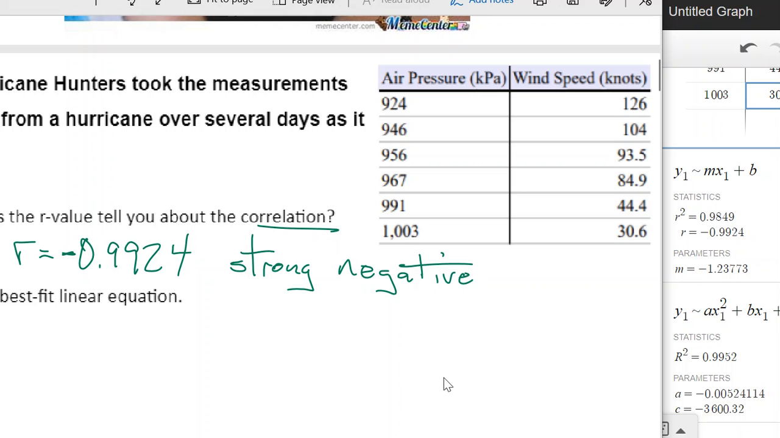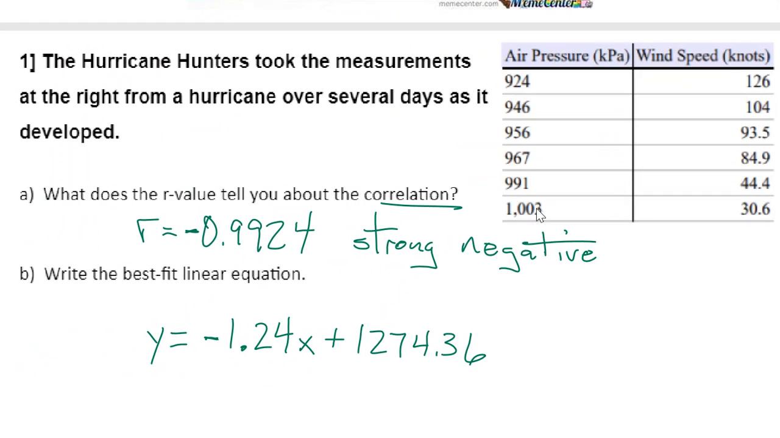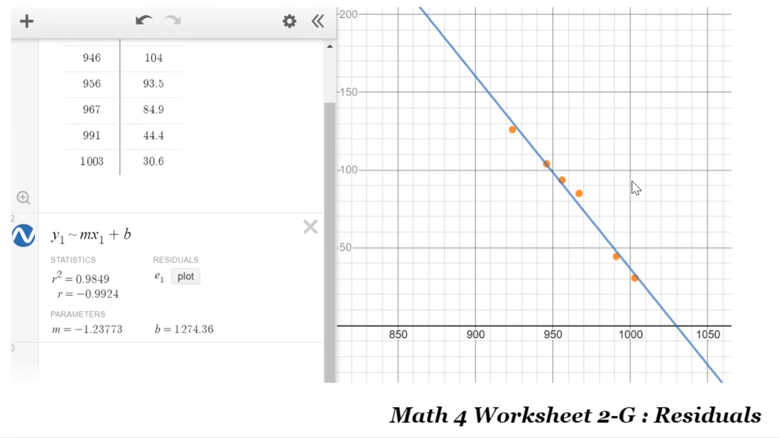And then the best fit linear equation would be y equals negative 1.24x, and the other term that is just off the screen is 1274.36. All right, so that's our best fit linear. And of course, that's what it's going to look like on the graph over here on the left side.